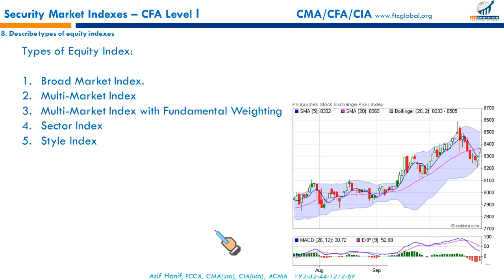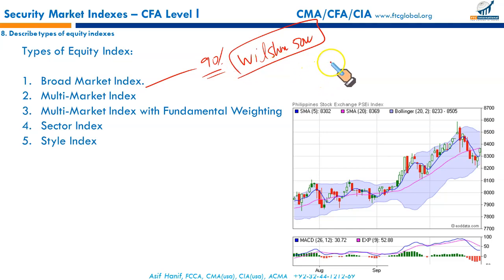Next, reading 8: describe types of equity indexes. There are 5 different types of index. First is the broad market index. As the name suggests, these indexes cover a larger part of the market, not the whole, but most of it. An index that covers more than 90% of the market is called a broad index. An example is the Wilshire 5000. This is the name of the index. It contains 6,000 securities, so it's a broad index that contains lots of securities.